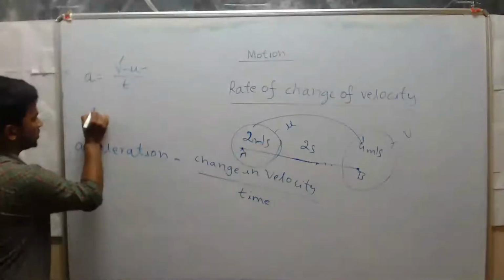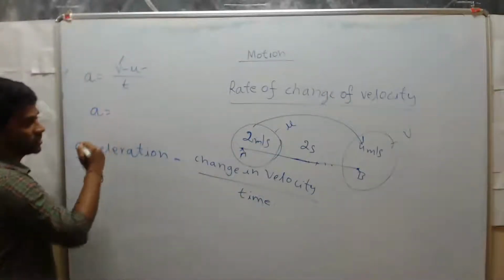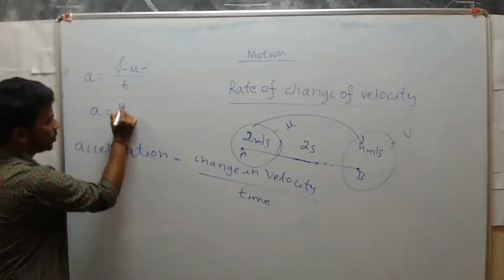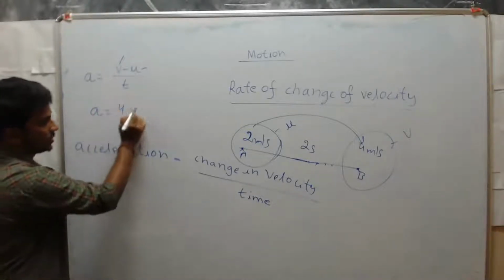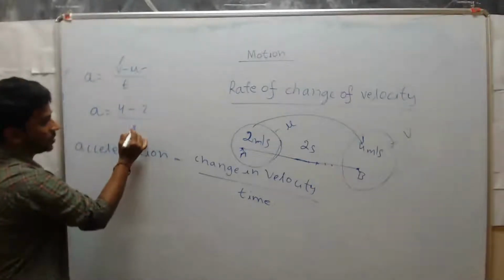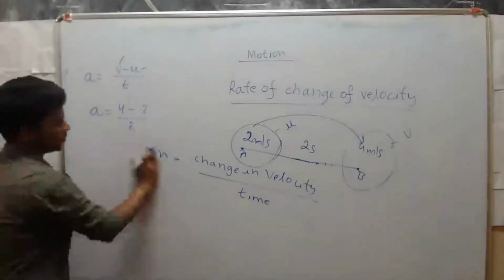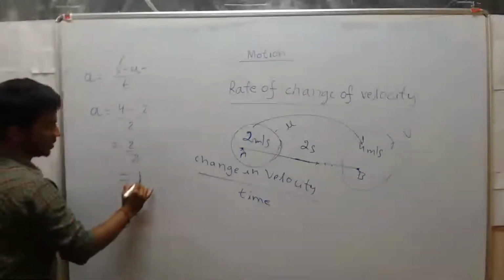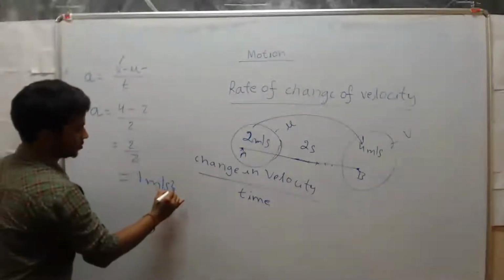Now acceleration a equals, what is the final velocity? Final is 4, minus the initial velocity, 2, divided by 2. So what is the answer? 4 minus 2 is 2, divided by 2 gives the answer: 1 meter per second square.